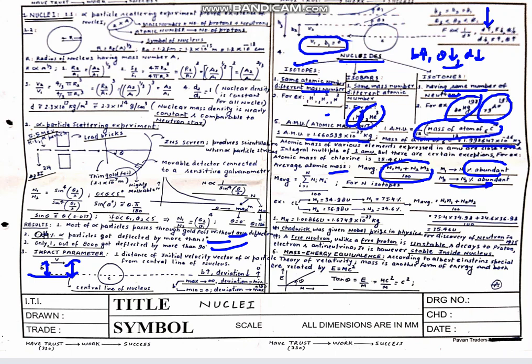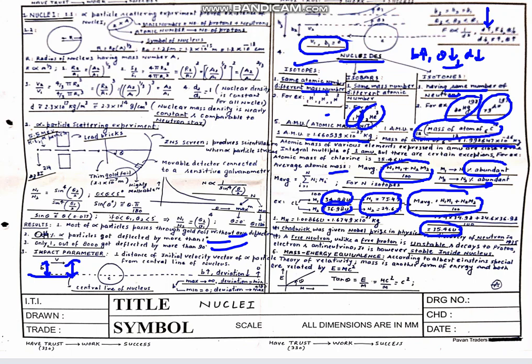For example, chlorine has two isotopes having mass numbers 34.98 and 36.982. Their relative abundances are this. So if we calculate using this formula, the average atomic mass comes out to be 35.46 u.